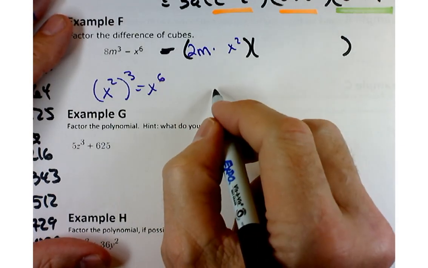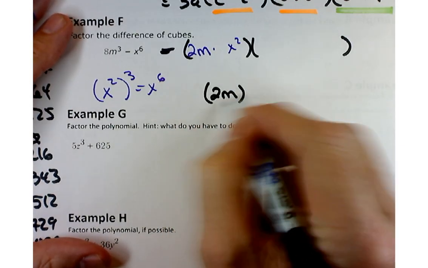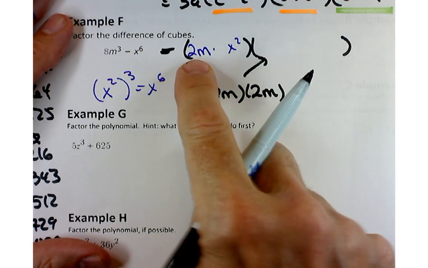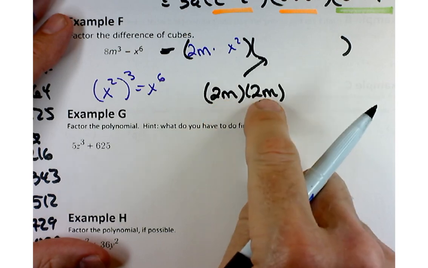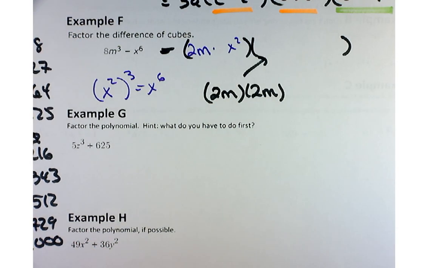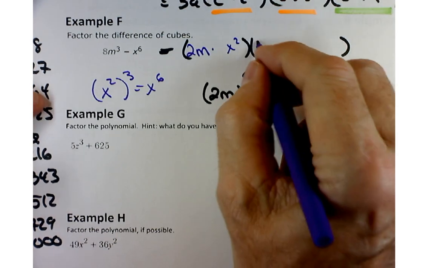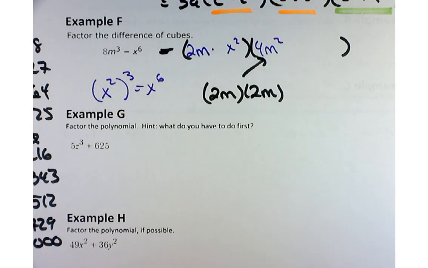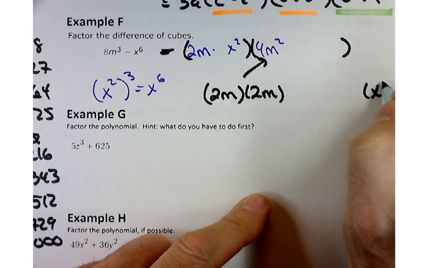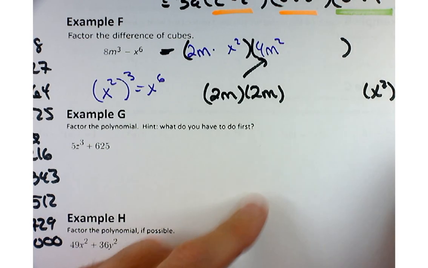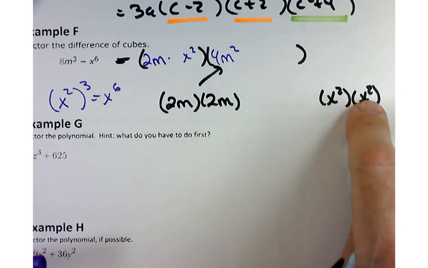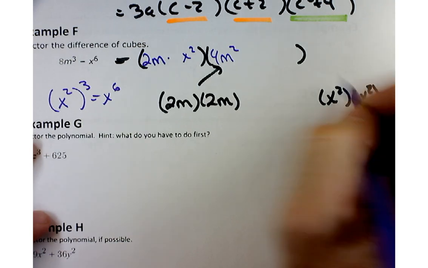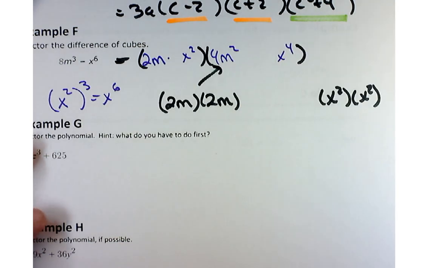So how can I do that? Well, I'll take the first term, 2m, and multiply it by itself. What's 2m times 2m? 4m squared, thank you. I'll do the same thing over here. I'll take the x squared times itself. x squared times x squared. Someone else, Hannah. x to the fourth.